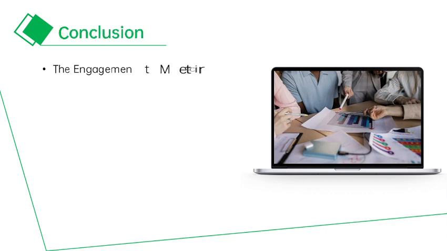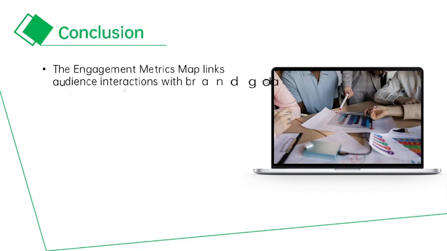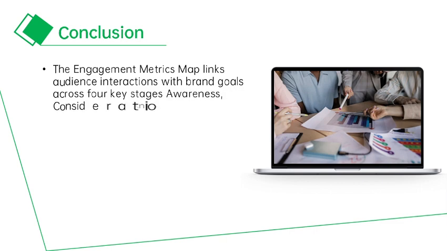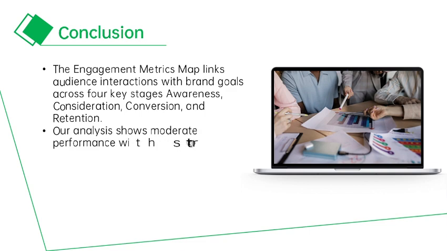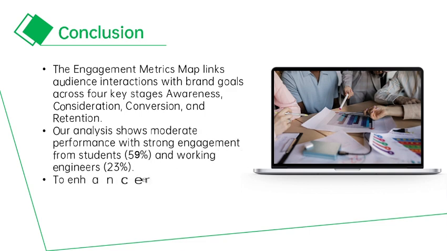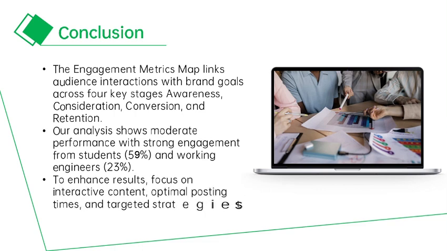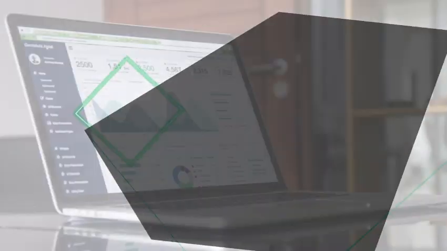Conclusion. To conclude, the Engagement Metrics Map is more than just a collection of numbers. It's a powerful tool that links every audience interaction with clear business goals across awareness, consideration, conversion, and retention. Our analysis highlights strong engagement from students and professionals, but there's room for improvement. To boost results, we can focus on interactive content, optimal posting times, and targeted engagement strategies to push the interaction rate beyond 2%.